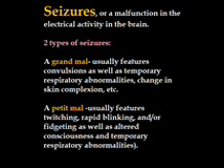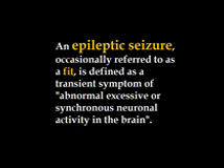Seizures are malfunctions in electrical activity in the brain. Three types of seizures include a grand mal, which usually features convulsions as well as temporary respiratory abnormalities and change in skin complexion, and petit mal, which usually features twitching, rapid blinking, or fidgeting as well as altered consciousness and temporary respiratory abnormalities. An epileptic seizure, usually referred to as a fit, is defined as a transient symptom of abnormal, excessive, or synchronous neural activity in the brain.